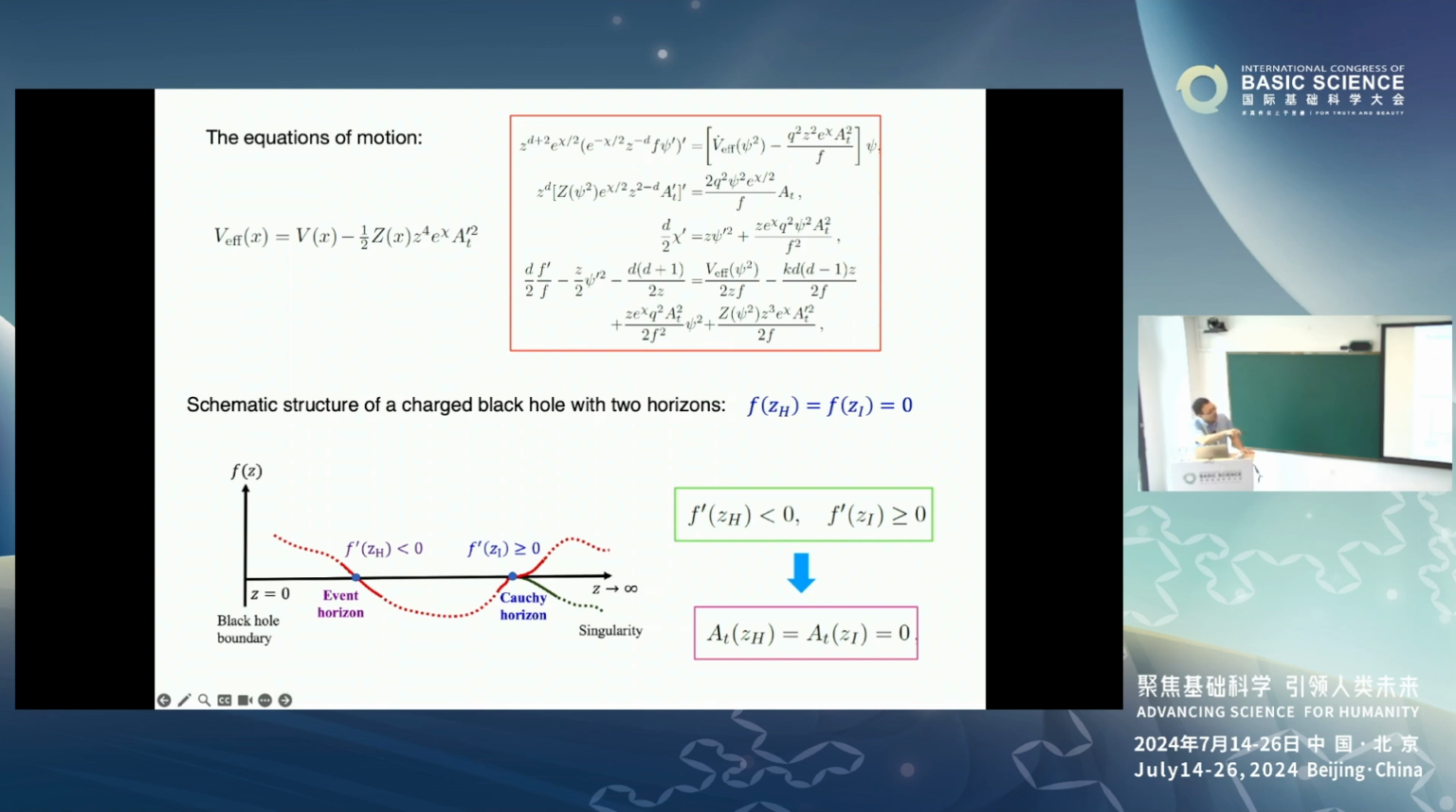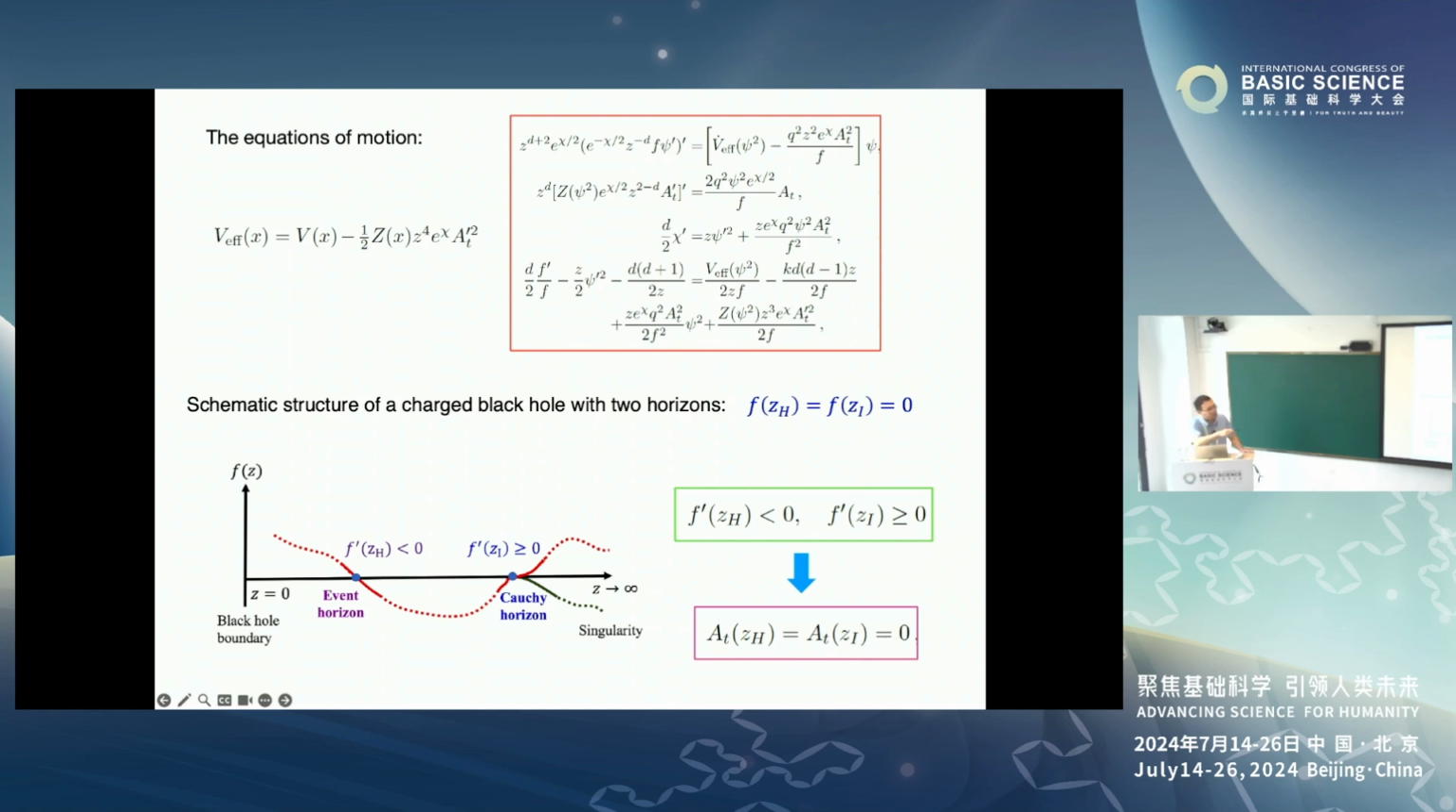So that means the blackening function f should go like this by definition, because it's the definition for a black hole. It goes from positive to negative at the event horizon. That means the blackening function f at both horizons is 0. But at the event horizon, f prime is negative in our coordinate system.